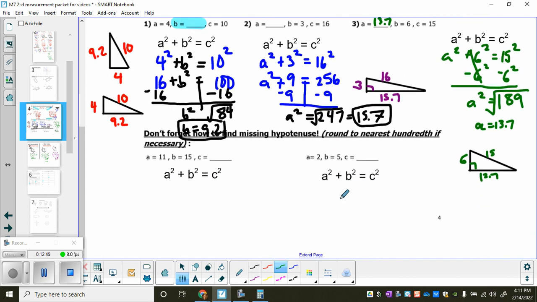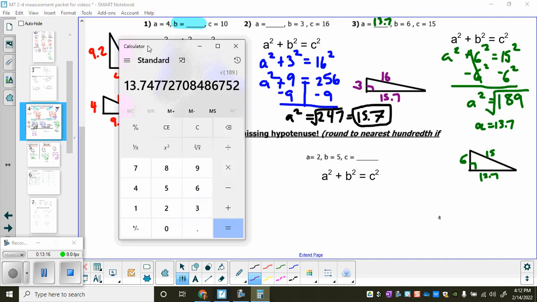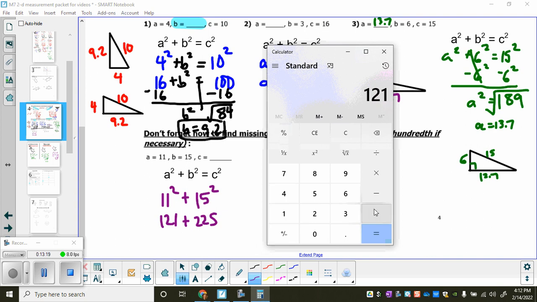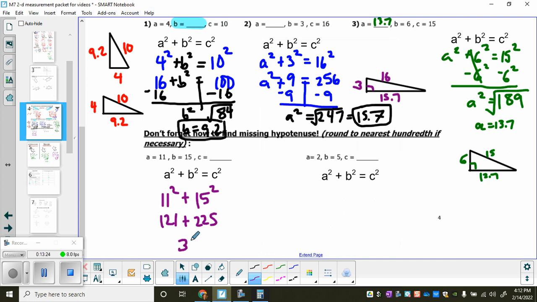Now down here at the bottom of the page, I didn't want you to forget the previous video and how to find the missing hypotenuse, okay? So let's say you've got A and B. I'm giving you both the legs. This is back to the easier one where you just do A squared plus B squared. You're just going to add them up in the calculator. This is 121. 15 times 15 is 225. So when we add these together, A squared plus B squared, that's 346. And 346 is C squared.